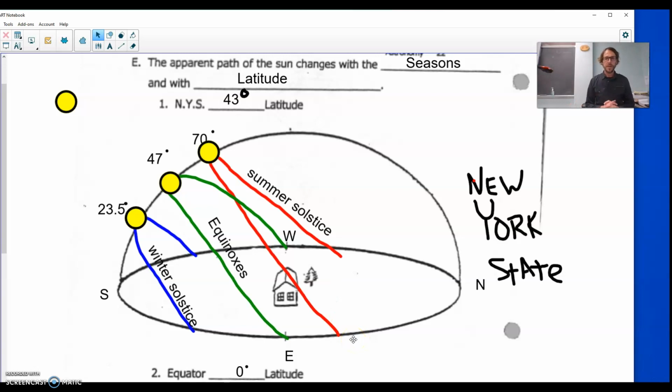The green line represents both equinoxes, both the spring equinox and the fall equinox. On these days, the sun rises due east, and it sets due west, and it reaches an altitude of 47 degrees. The winter solstice, I put for the blue line here, representing cold temperatures. Get it? No? It's okay. Blue, winter solstice, it rises south of east and it sets south of west. It climbs to a height of 23.5 degrees in the sky.